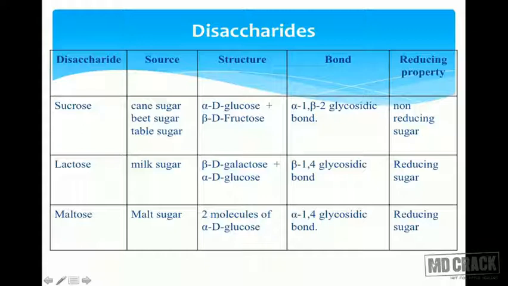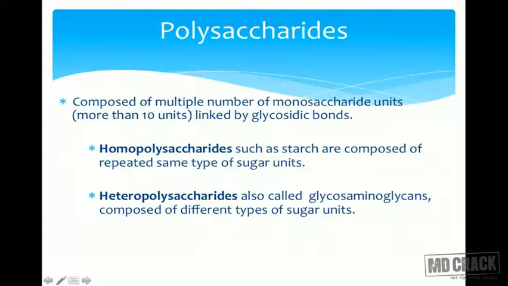We have another disaccharide that is important, and that is lactose. Lactose is also called the milk sugar. It is made up of galactose and glucose. The bond is beta-1,4 glycosidic bond, and it is a reducing sugar. Maltose is another disaccharide. It is malt sugar. It is made up of two molecules of alpha-D-glucose, and the bond is alpha-1,4 glycosidic bond, and it is also a reducing sugar.